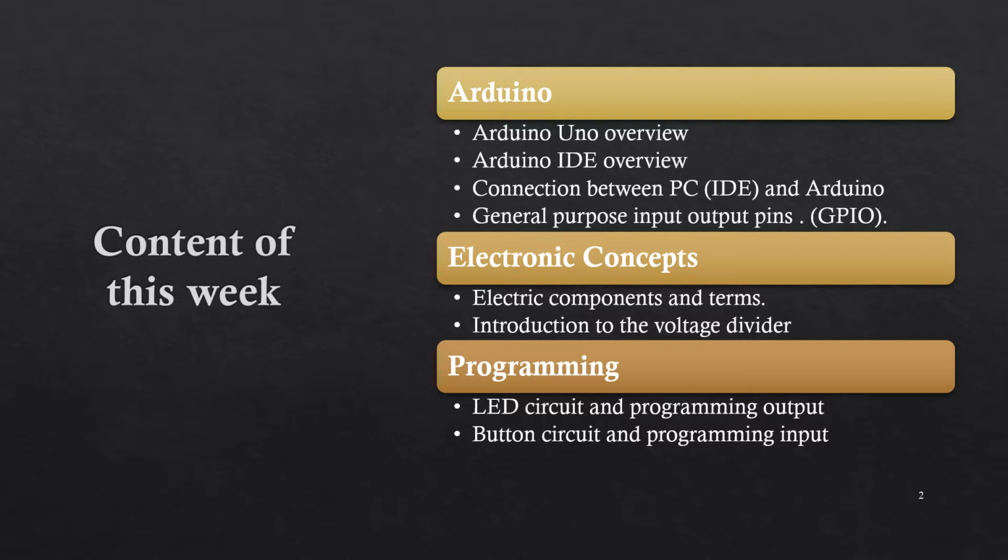In the section of electronic concepts, we will see some electronic components and terms. We will also introduce the voltage divider. And lastly but not least, we will get to the programming part. First, we will see the LED circuit and programming the output, and then we will see a button circuit and programming the input, and eventually we will give you a small assignment to do.